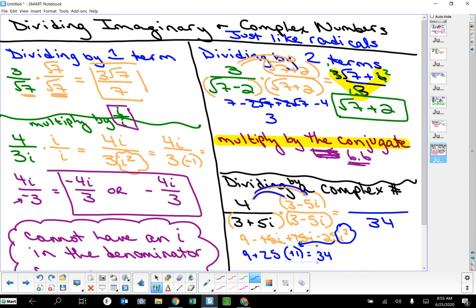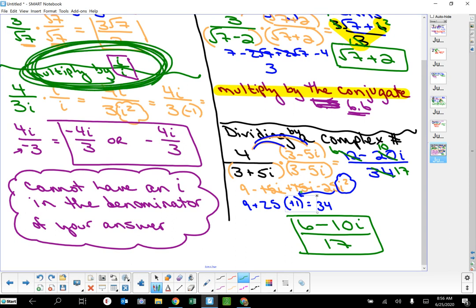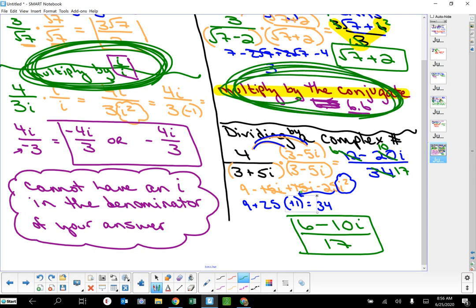My numerator, I'm just going to distribute. So I get 12 minus 20i. And because these are all multiples of 2, I can divide out a 2. So this will become a 6, a 10, and a 17. And so this becomes 6 minus 10i over 17. Okay, so when you divide by single terms, you multiply by i over i. When you divide by two terms, you multiply by the conjugate. So those are the two different strategies that you're going to use based on the type of problem that you have.